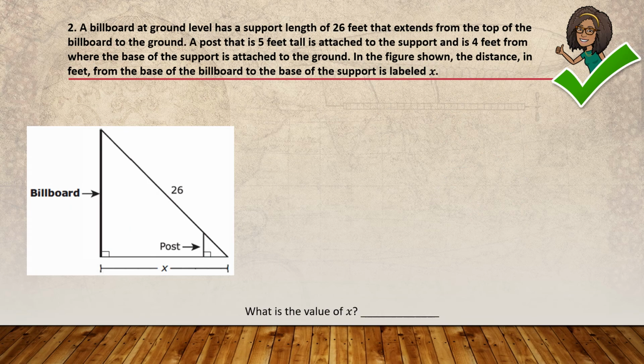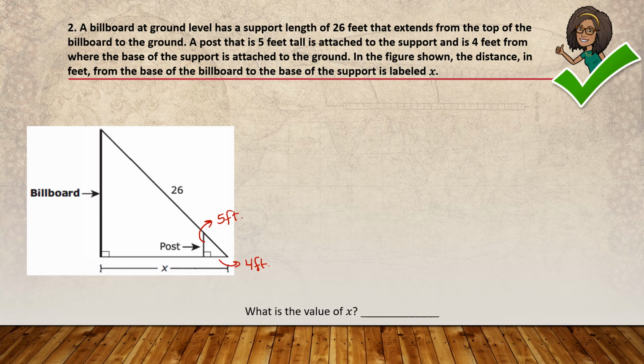Okay, so we have number 2, which says a billboard at ground level has a support length of 26 feet that extends from the top of the billboard to the ground, and it has a post that is 5 feet tall. So we have a 5-foot tall post here, and it's attached to the support, and it's 4 feet from where the base of the support is attached to the ground. So the base of the support is 4 feet.